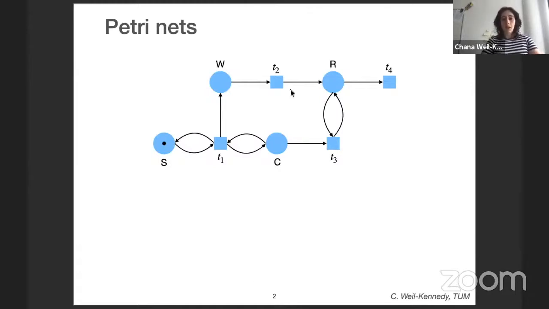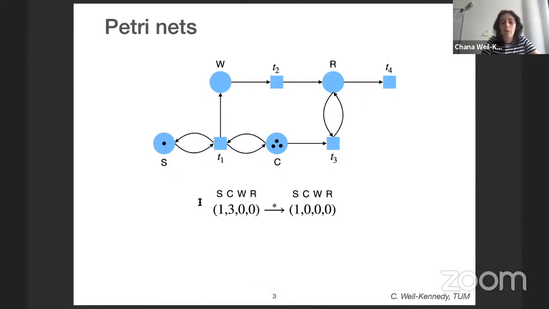So in Petri nets, when we talk about a configuration of a Petri net, it's where the tokens are located in each of the places. We started off with the configuration, which we call a marking in Petri net terms, in which there's 1 token in S, 3 tokens in C, and 0 tokens elsewhere. And we just saw a firing sequence via which we can go from this first marking to the marking which puts 1 token in S and 0 tokens elsewhere.